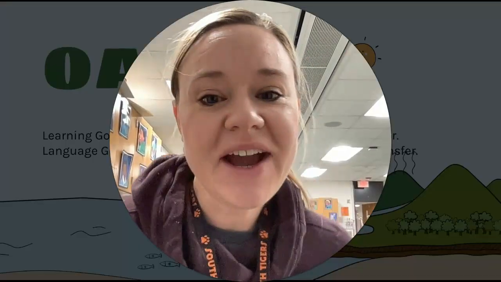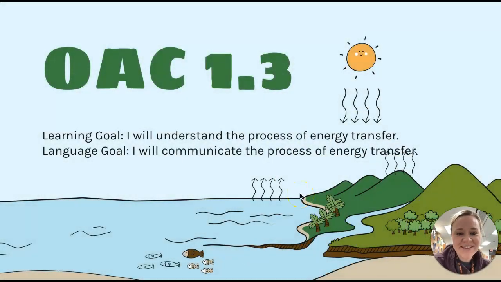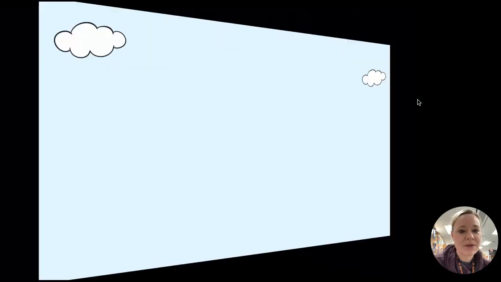Hey, sixth graders, we are on lesson 1.3 and we are going to be doing an investigation today. So we are going to hopefully better understand the process of energy transfer, and we are also going to be able to communicate that process of energy transfer through some written and spoken examples.